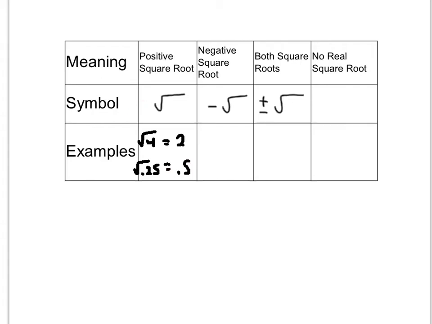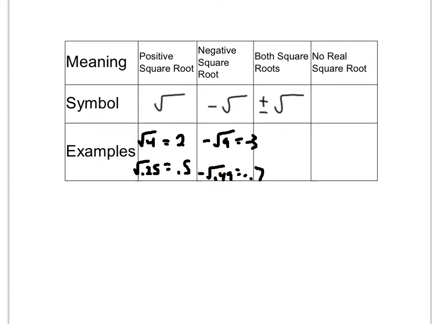If they want the negative version of the square root, then they might put a negative sign in front of the square root of 9. And that answer is negative 3, because negative 3 times negative 3 still gives me positive 9. Or if we said negative the square root of 0.49, it'd be negative 0.7, because negative 0.7 times negative 0.7 would still give me a positive 0.49.